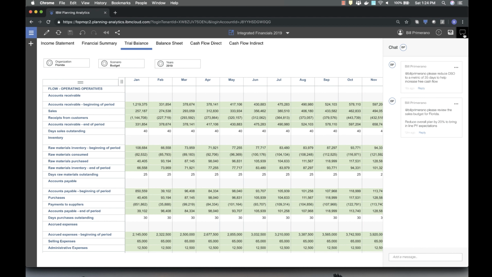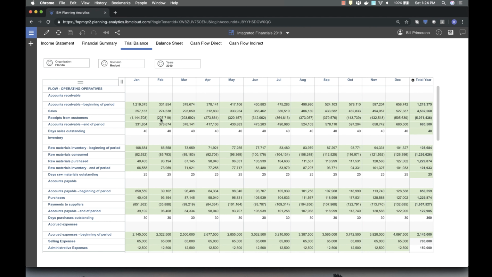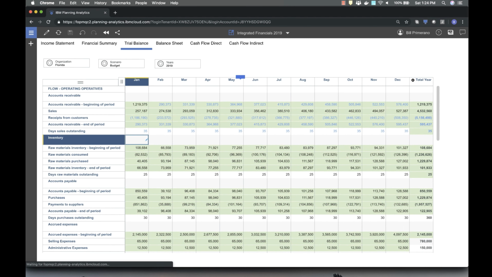Now Treasury's sending me a message that, hey, you need to change your days sales outstanding to 35. You've got to increase that free cash flow. So I'm going to go right here into my metrics, and I'm just going to adjust it at a high level and see what my effect is. Okay, seems pretty reasonable that I can make that adjustment.